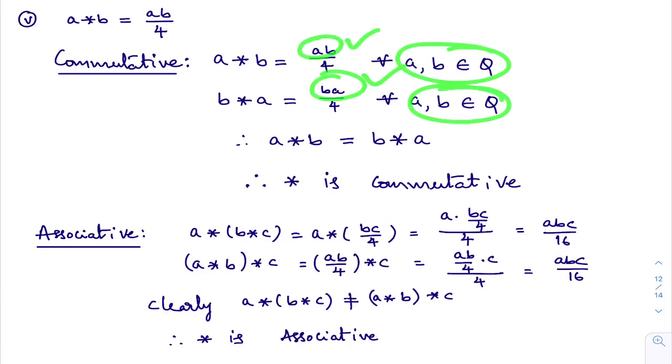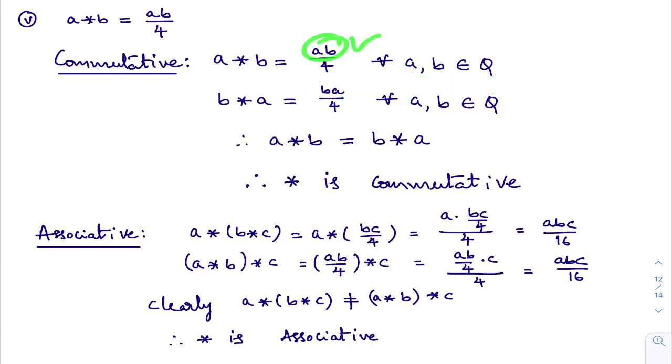Okay, now commutativity: is ab the same as ba when a and b are rational numbers? We know in multiplication ab is the same as ba for rational numbers. So ab by 4 is the same as ba by 4. Yes, then a star b equal to b star a. Therefore star is commutative. I repeat again, when it is commutative you should follow this method only. You cannot give the counter example 1 star 2 equal to 2 star 1, therefore it is commutative. Okay, now associativity.